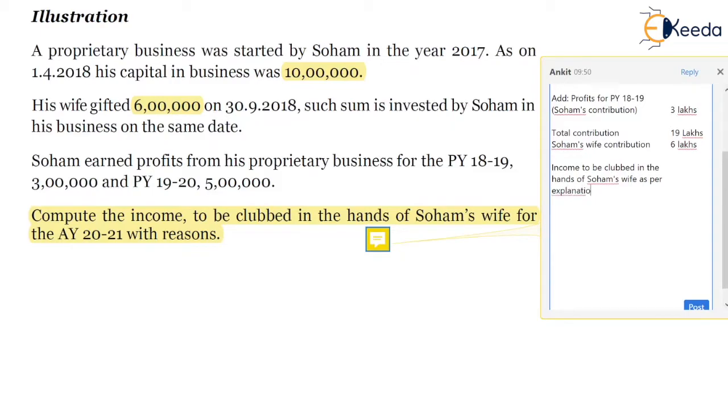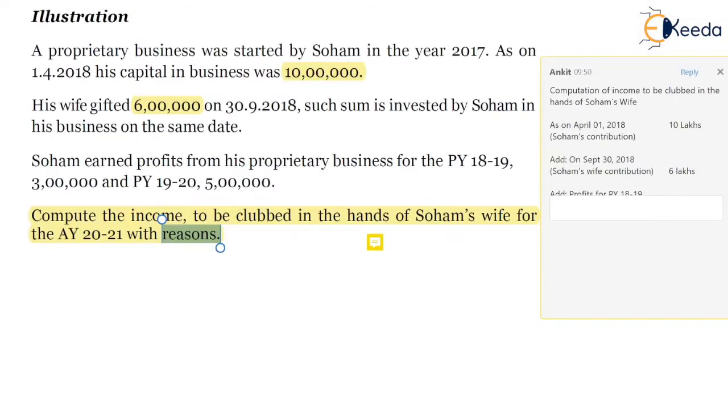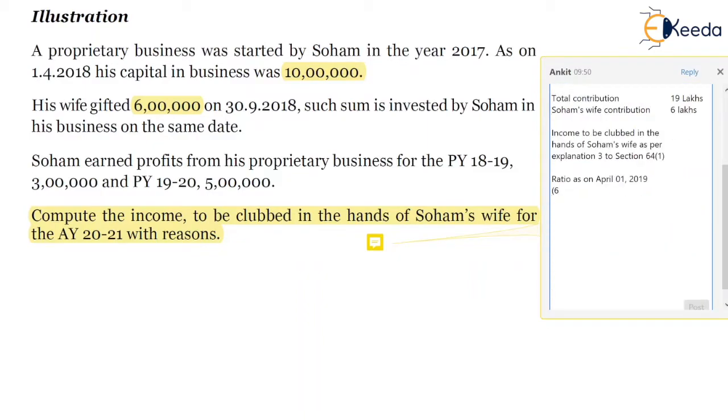As per Explanation 3 to Section 64(1), the ratio as on April 1 of 2019 is nothing but 6 lakhs divided by 19 lakhs, which is the total contribution, and 6 lakhs is the contribution by Soham's wife, into the amount of profit earned in previous year 1920, which is 5 lakhs.